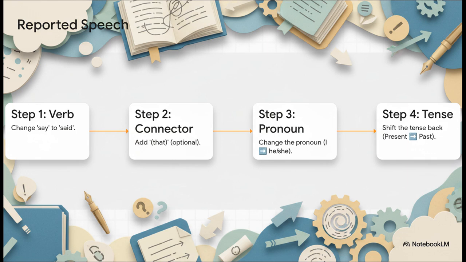All right, I know what you're thinking. Reported speech. It sounds complicated, right? But honestly, don't worry. It's just a fancy way of saying telling someone what another person said. And I've got a super simple 4-step recipe to make it easy. Just follow these steps and you'll get it right every time.